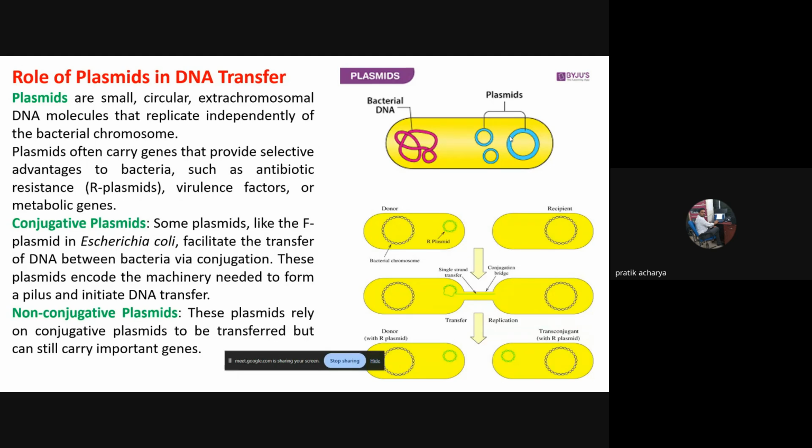Then another category of plasmid is the resistance plasmid. Resistance plasmids carry genes that help bacteria survive antibiotics. They develop resistance against the antibiotic. Then Col plasmids produce a protein called bacteriocin. It's a toxin that kills other harmful bacteria. It's a protective mechanism. Then virulence plasmids carry genes that make bacteria more pathogenic. So these are different kinds of plasmids.